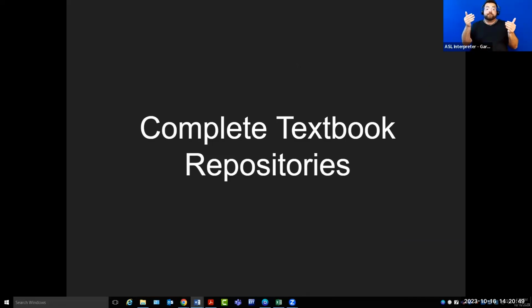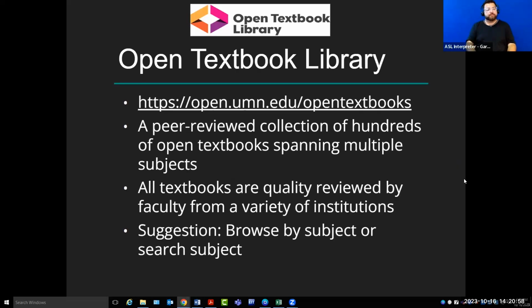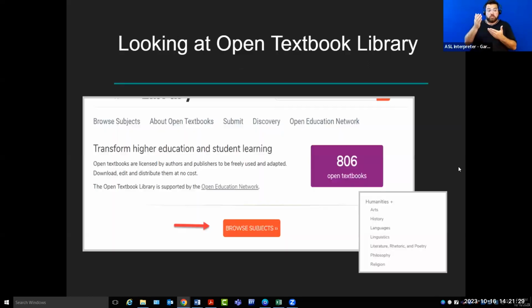Then we're going to get to the complete textbook repositories. And the first one that I'm going to show you is the Open Textbook Library. This is a collection of peer-reviewed textbooks spanning multiple subjects. All the textbooks are quality reviewed by faculty from a variety of institutions.